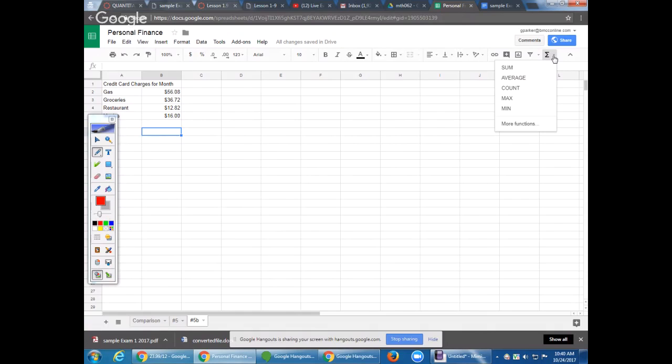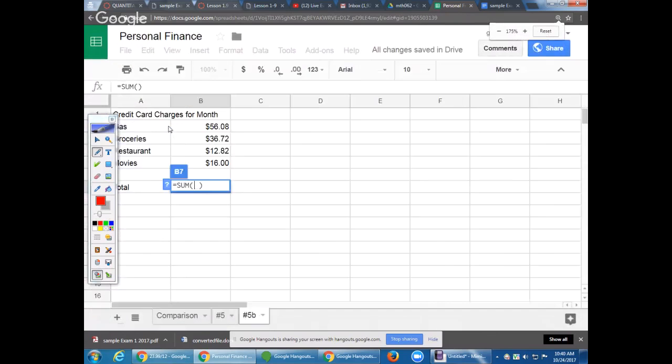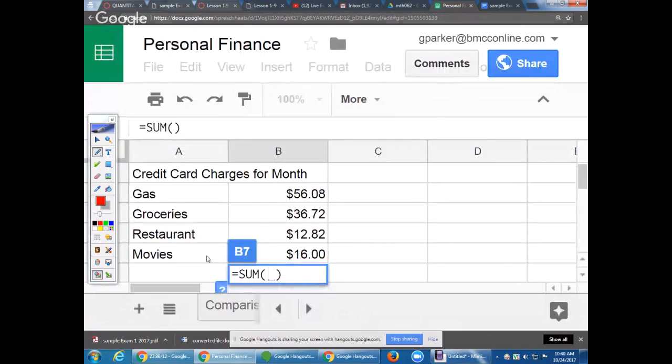If I click that, it says, do you want to do a sum, an average, a count, a max, or a min, or would you like to do something else? We'll explore this more later. So I'll say I want to do a sum, and it'll throw the sum formula in there for me. Zoom in. Now it's just waiting for me to highlight numbers. Since they're all next to each other, I just click in the first one and drag down to get all of them.